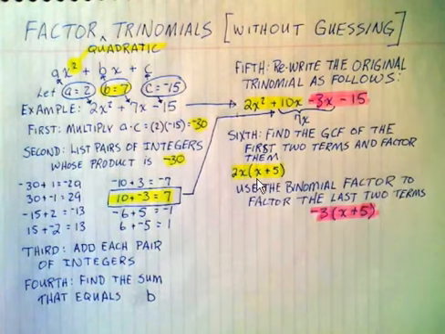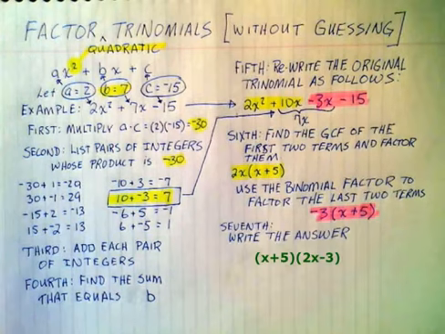Use the binomial factor, x add 5, to factor the last two terms. Here are the last two terms. There's the binomial factor x add 5. Negative 3 times x is negative 3x. Negative 3 times 5 is negative 15.